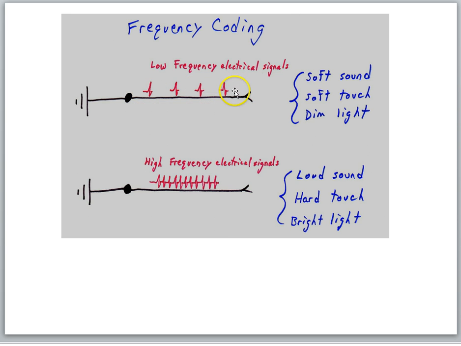So low frequency action potentials then, in a sense, means that the stimulus in the world is a soft one, either it's sound or touch or a dim light. On the other hand, a loud sound or a hard touch or a bright light would increase the frequency of the sensory cell's response, right? So the high frequency signal here, in a sense, means that the stimulus in the world was loud or hard or bright or whatever, depending on what sensory system you're talking about. So you see then, this is called frequency coding, that the frequency of the action potentials can carry information about the nature of the stimulus.